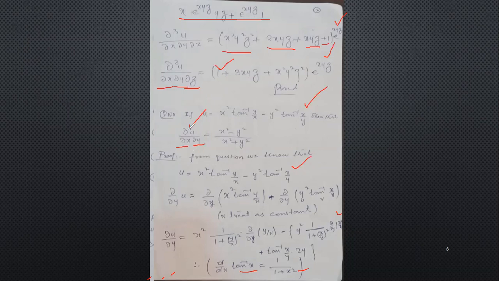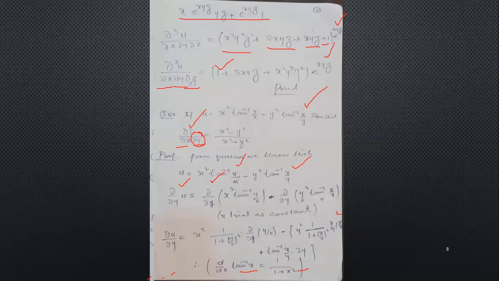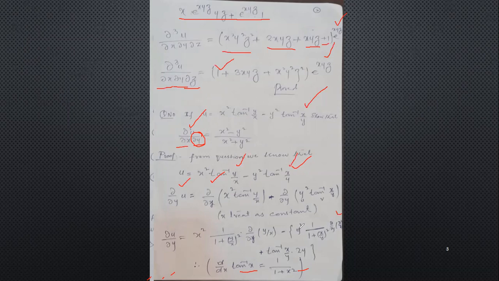So according to the condition of the question, first we take the derivative with respect to y. When we take the derivative with respect to y on the left side, we take the derivative with respect to y on the right side as well. On the right side we have two terms: one is x square tan inverse y upon x, the second is y square tan inverse x upon y. So on both terms we apply the partial derivative with respect to y.